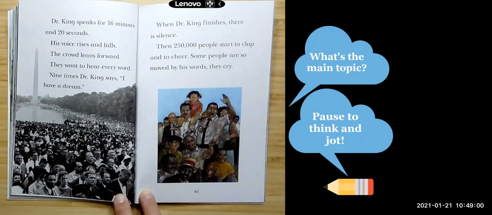Dr. King speaks for 16 minutes and 20 seconds. His voice rises and falls. The crowd leans forward. They want to hear every word. 9 times Dr. King says, "I have a dream." When Dr. King finishes, there is silence. Then 250,000 people start to clap and to cheer. Some people are so moved by his words, they cry.